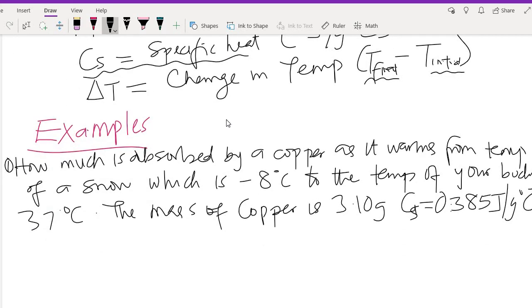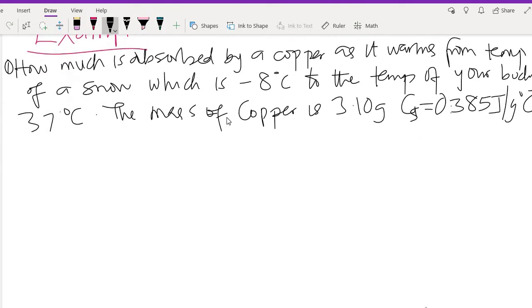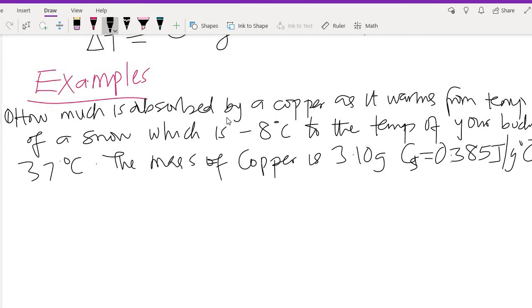For example, how much heat is absorbed by copper as it warms from the temperature of snow, which is -8 degrees C, to the temperature of your body, 37 degrees C. The mass of copper is 3.10 grams and the specific heat for copper is 0.385 joule per gram degree C.